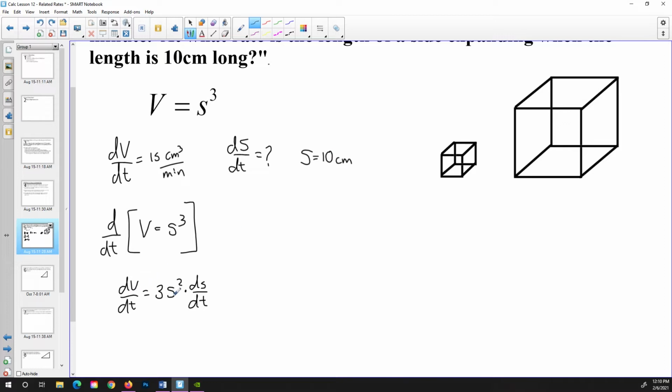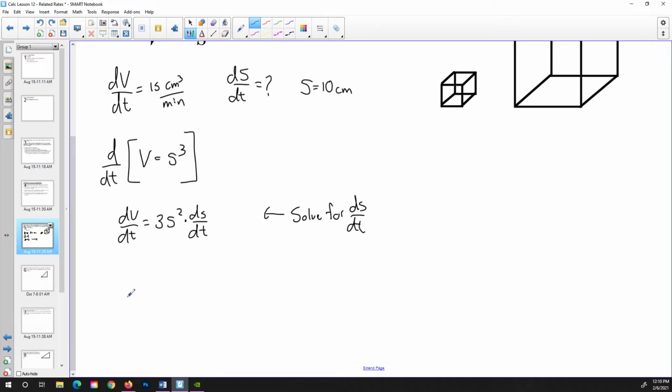I have 1, 2, 3 variables. I have 2 values to plug in and 1 to solve for. So let's solve for ds over dt. That'll give me ds over dt is equal to dv over dt, all divided by 3s squared. Here I will substitute the known values.